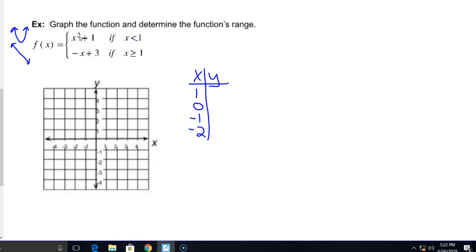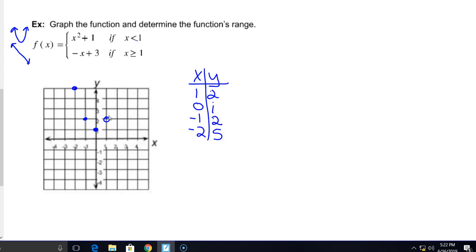Throw that in. 1 squared is 1 plus 1 is 2. 0 into here, squared plus 1 is 1. Negative 1 squared is positive 1 plus 1 is 2. And negative 2 squared is 4 plus 1 is 5. Let's graph those. Again, this one is an open circle because we are not equal to. Over 1 and up 2 gives me that point. 0, 1, negative 1, 2, and negative 2, 5.